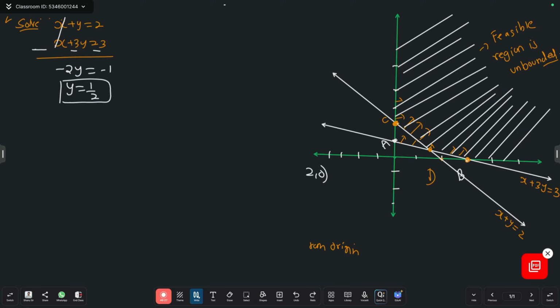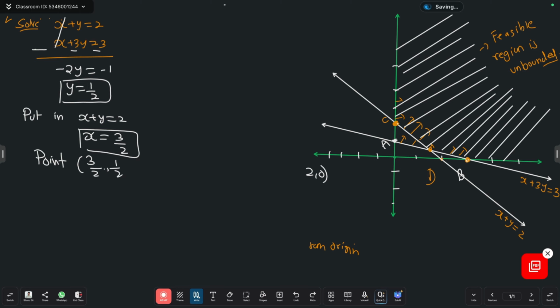Then what is x? Put in x plus y equals 2, so x is 3 by 2. So one point is 3 by 2 comma 1 by 2.